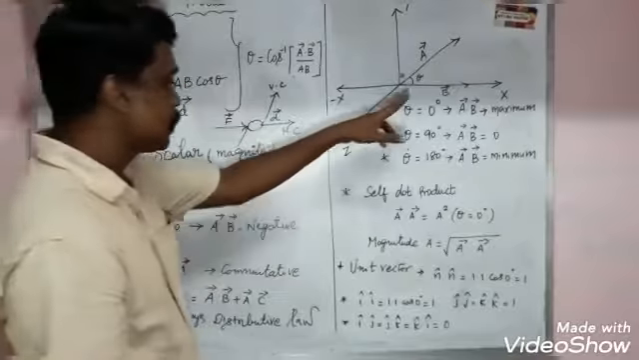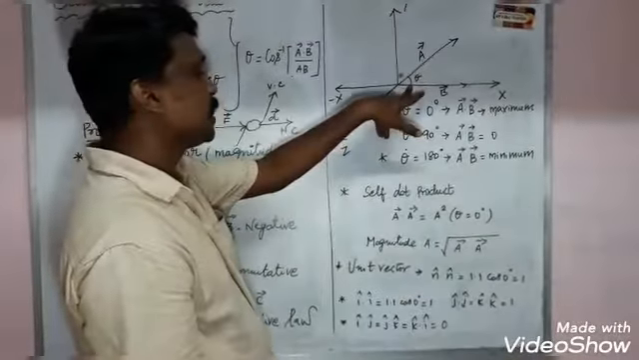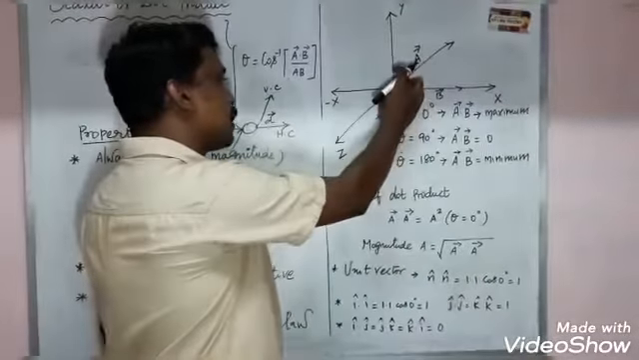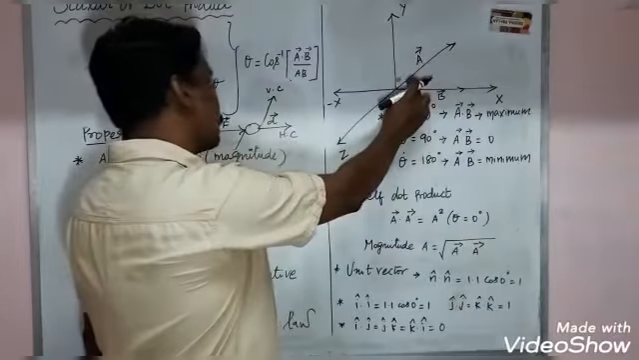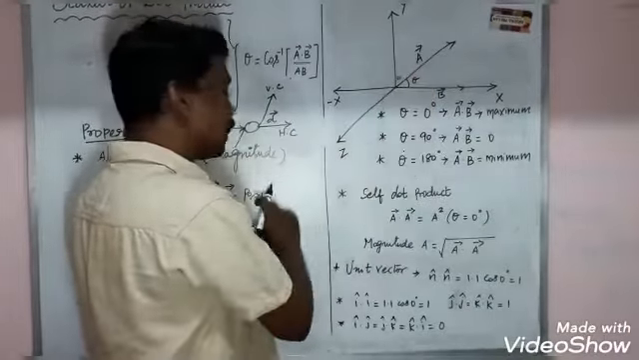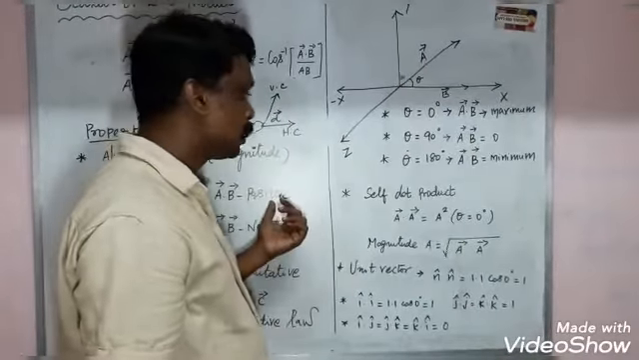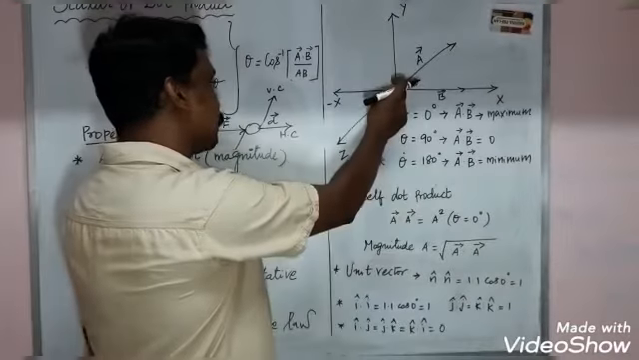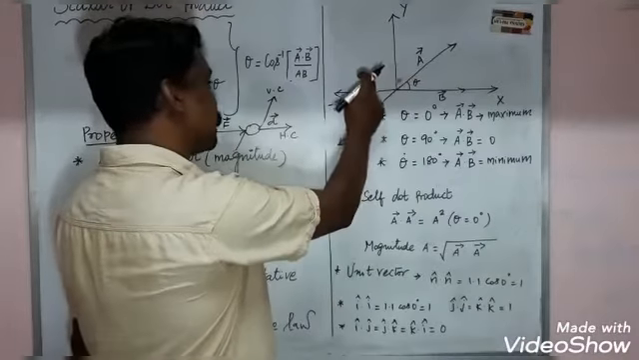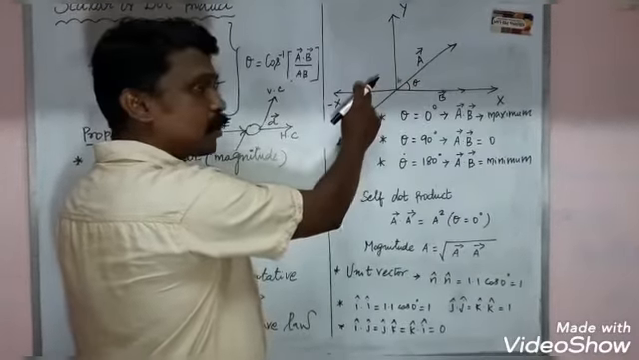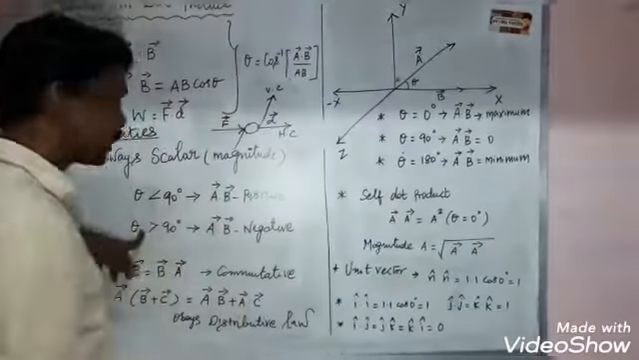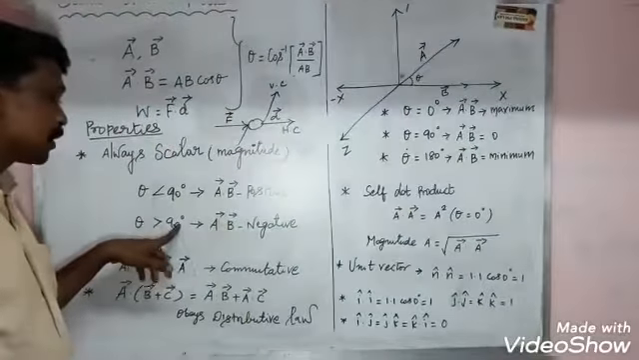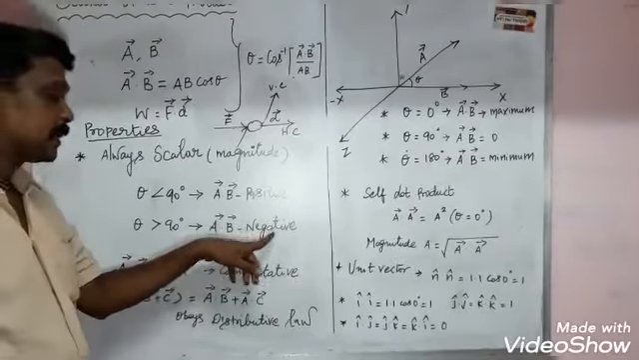See the diagram, theta less than 90 degree, up to 89.9 degree, the theta is less than 90 degree. Therefore the A vector dot B vector is a positive value. The next, if theta goes to the negative side, what happens? It becomes negative. So therefore theta greater than 90 degree, that is an obtuse angle, A vector dot B vector is negative.